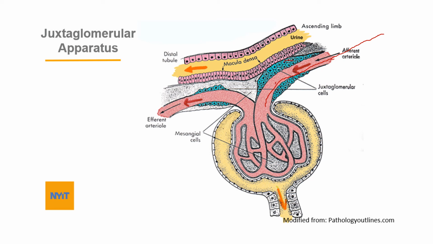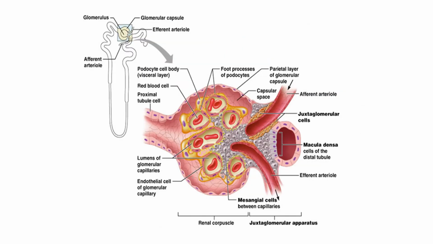And then you have these juxtaglomerular cells that are monitoring the pressure. And you have these other cells called the macula densa, which also are monitoring the pressure. So this is in the ascending limb, and the distal tubule. The macula densa cells are also monitoring that pressure. Okay. So here again, you see that macula densa right here of the tubule.